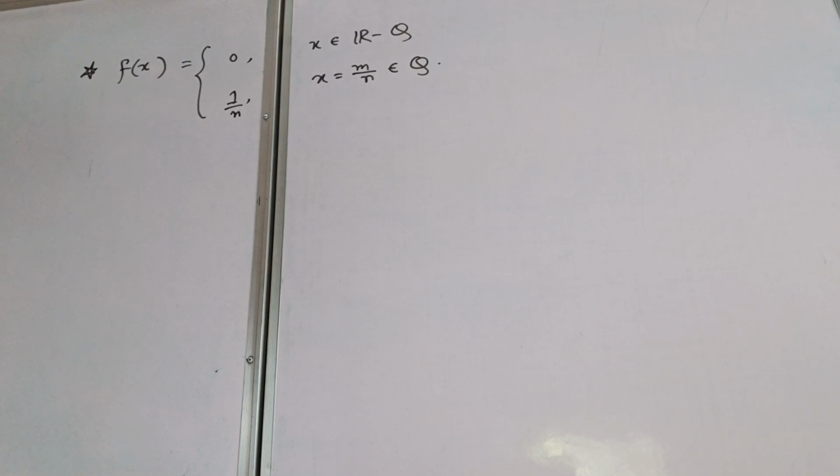Today we discuss one important problem related to continuity of this function. Okay, we'll write this function here. f(x) = 0 if x belongs to R minus Q, and f(x) = 1/n if x = m/n, that means x belongs to Q. Okay, so we talk about here.